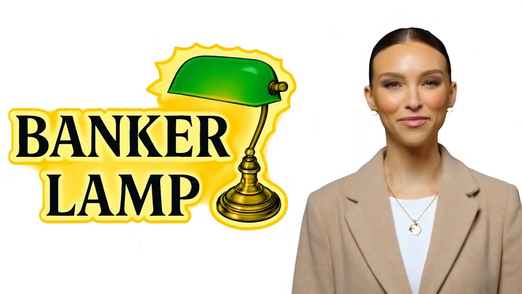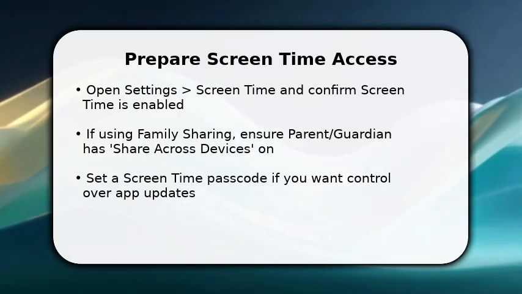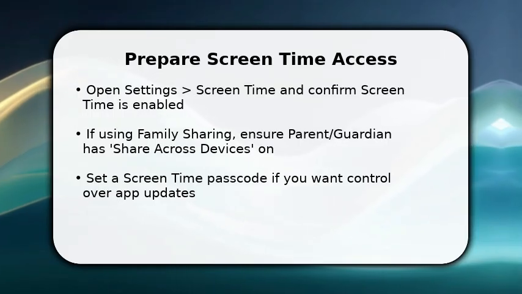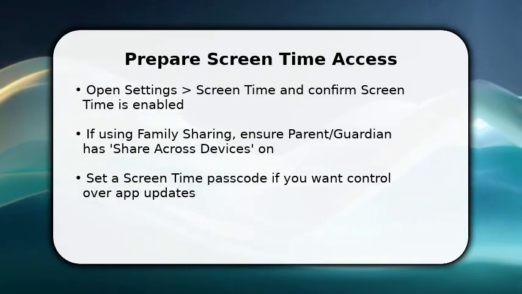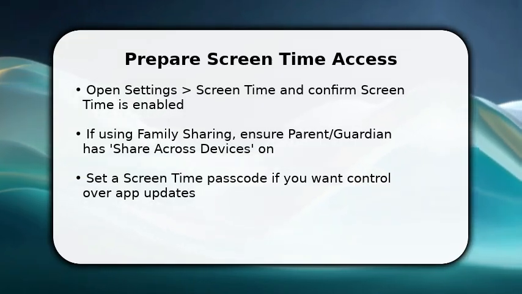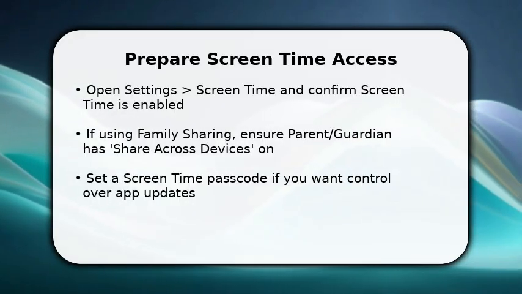Please enjoy the video. You begin by opening Settings and tapping Screen Time so the system can govern app updates. Make sure Screen Time is enabled, and if applicable, you're the family organizer. This allows you to approve updates for another device. Once done, set or verify a Screen Time passcode so changes require your authorization.